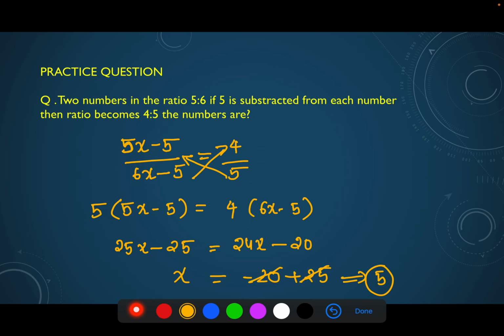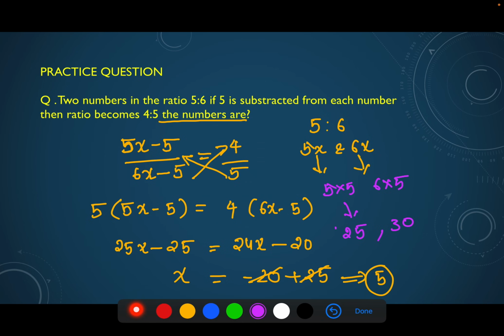What is this 5? This 5 is x. What is he asking? The numbers. The numbers are in 5:6 ratio, that means 5x and 6x. What are 5x and 6x here? 5 into 5 and 6 into 5, which are none other than 25 and 30. These are the numbers. Got it?